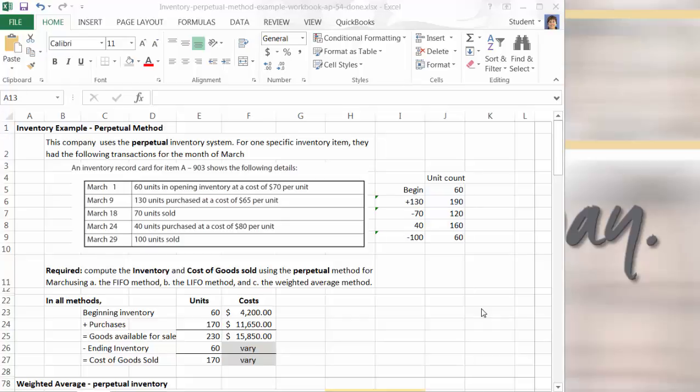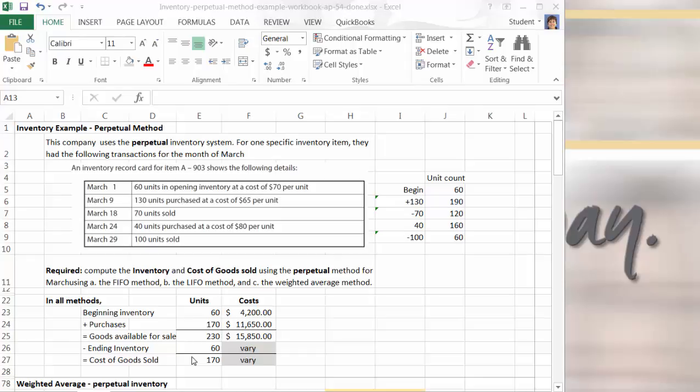In this example, we'll use the perpetual inventory method and weighted average to determine the ending inventory and cost of goods sold. Remember that our units are the same for all three methods. We started with 60 units in beginning inventory, purchased 170. That gave the company 230 units available for sale. At the end of the month, there were 60 on hand, meaning that 170 were sold.